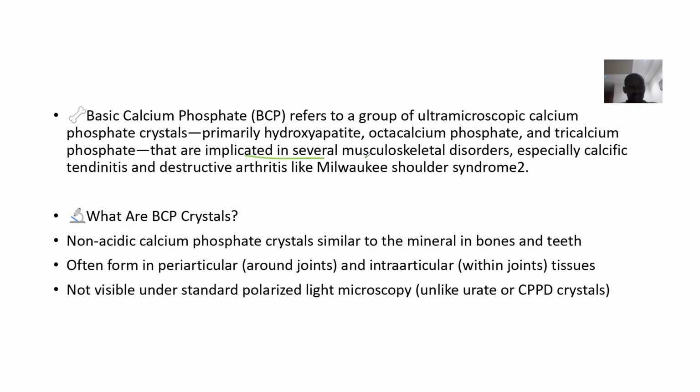So what are they? They are non-acidic calcium phosphate crystals, similar to minerals in bones and teeth. They often form periarticular, around joints. They could also be intra-articular, within joint tissues. They are not usually visible under a standard polarized light microscope.